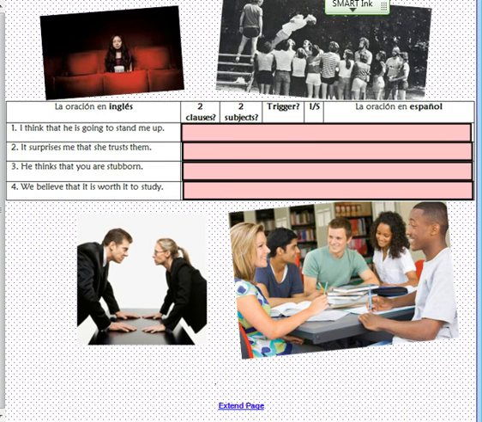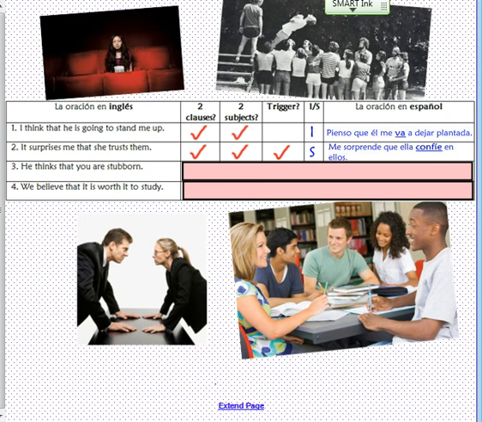Okay, how'd you do? Let's take a look. Number 1, we have two clauses and two subjects, I think, and he is, but there's no trigger. Remember, the verb pensar is never ever going to be a trigger for the subjunctive. It always gets the indicative. Pienso que él me va a dejar plantada.